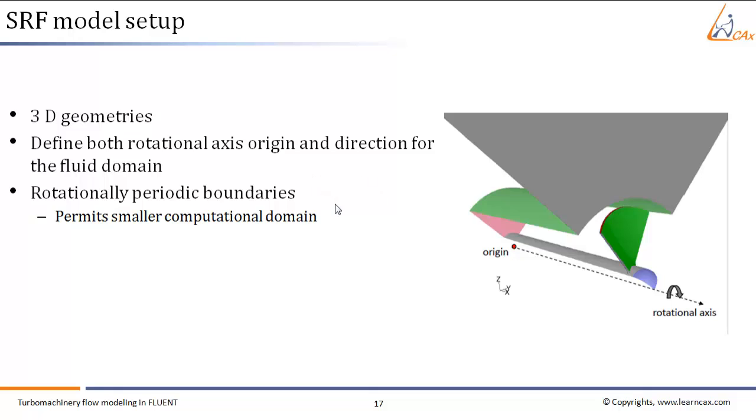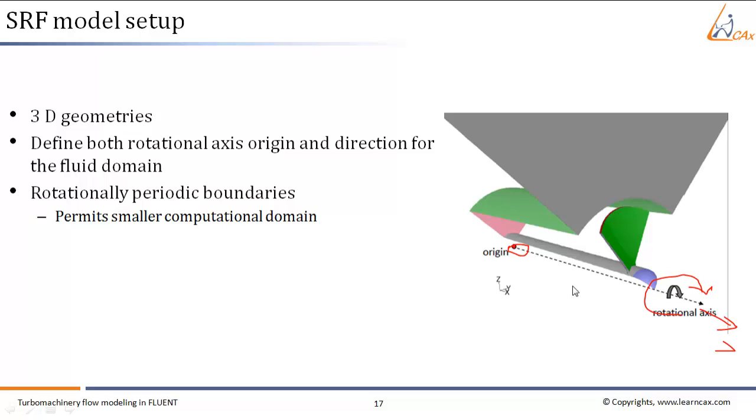For three-dimensional geometries, how to set up the SRF problem or geometry. We can define the particular geometry using an axis of rotation. So in this case, this is the axis of rotation. Preferably, we can keep it as any Cartesian axis, although it is not mandatory. We need to define both the rotational axis origin and the direction for the fluid domain.